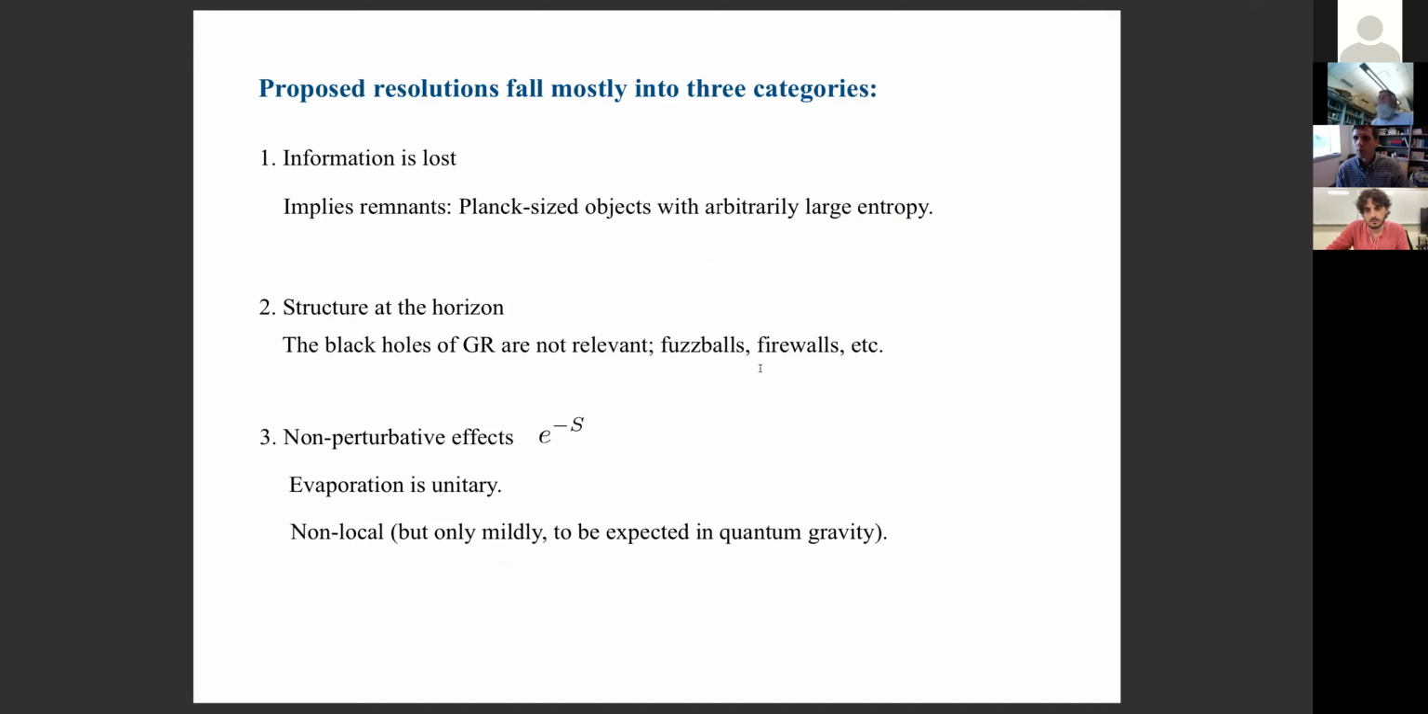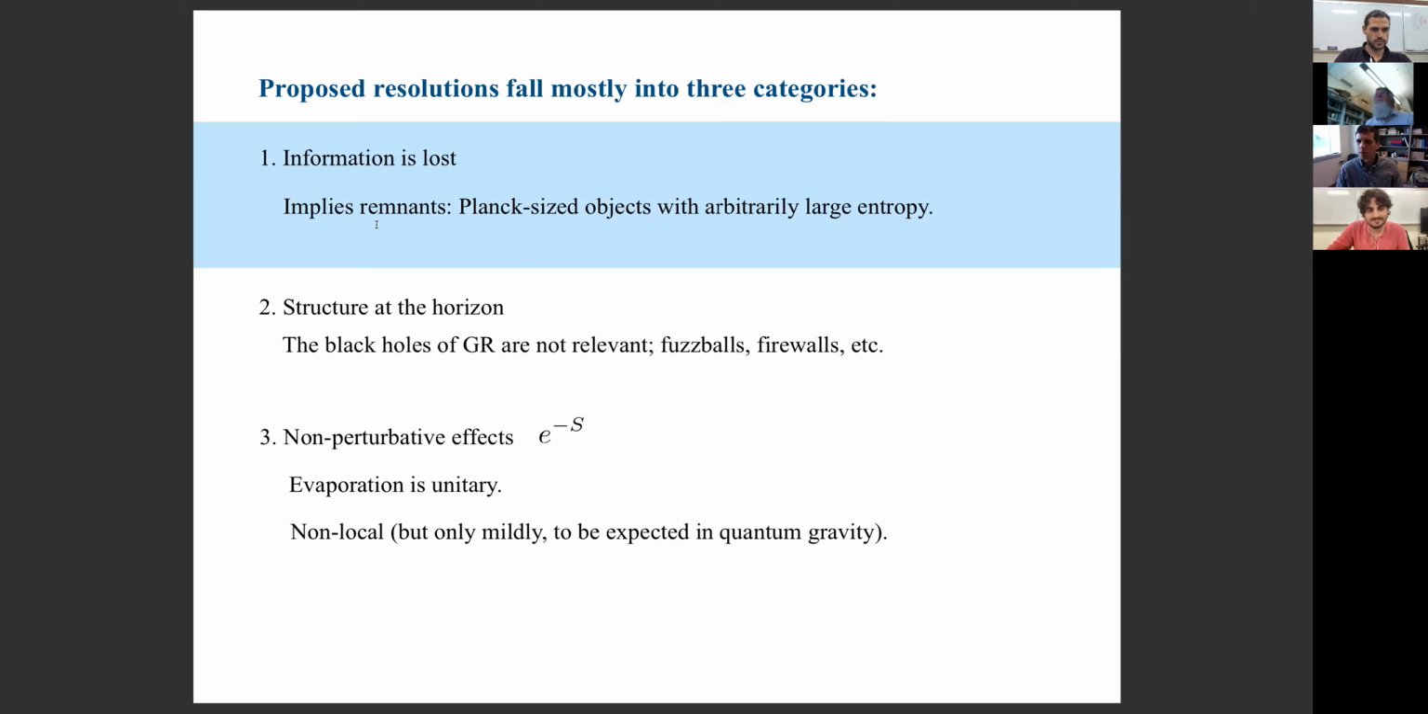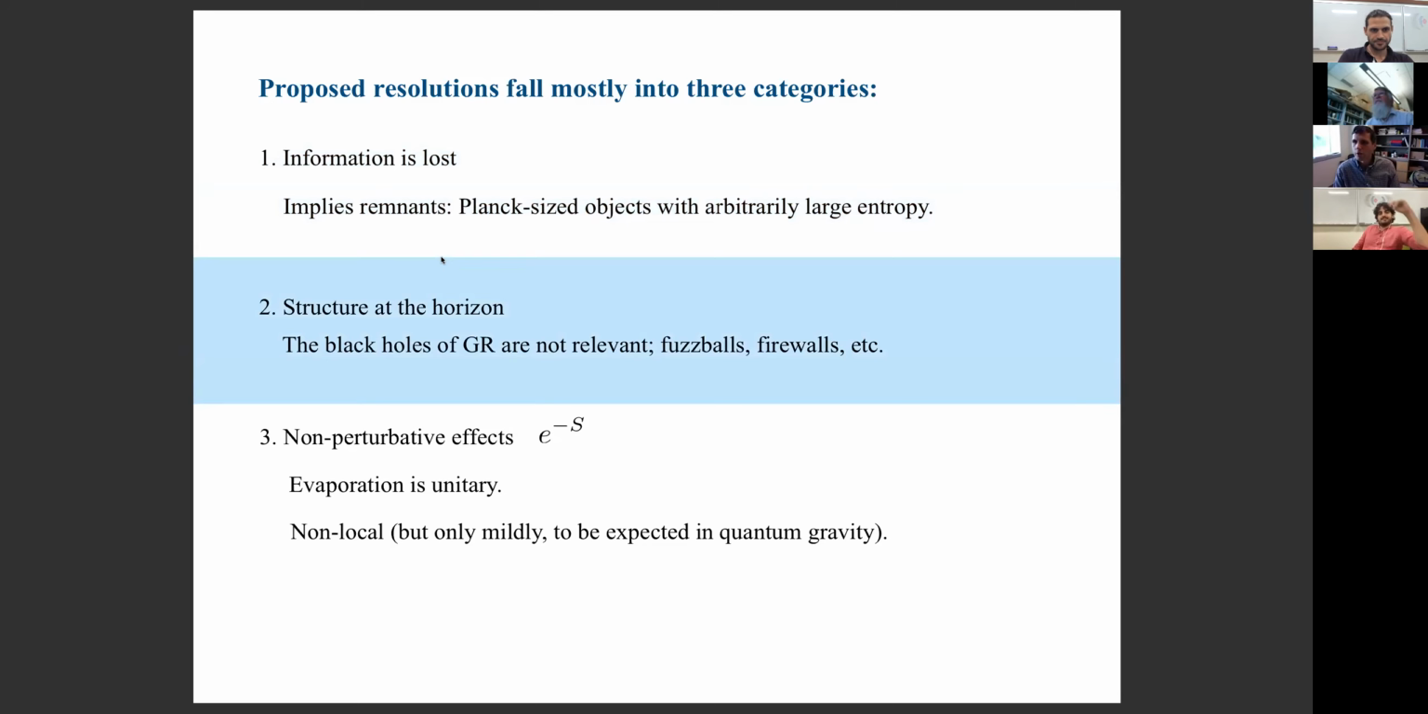So first I wanna just say a few words about the status of the paradox from my point of view. The proposed resolutions to this problem mostly fall into 3 categories. The first I could summarize as saying information is just lost. The information goes into the black hole and it disappears at the singularity. This implies that there are remnants, that is Planck-sized objects with arbitrarily large entropy. So this is one possibility. A second possibility is that there's structure at the horizon. That is, the black holes of general relativity are for some reason just not relevant to this problem. There's fuzzballs or firewalls or something else when you reach the horizon. And if you jump in, you will not see the smooth state that was used in Hawking's calculation.